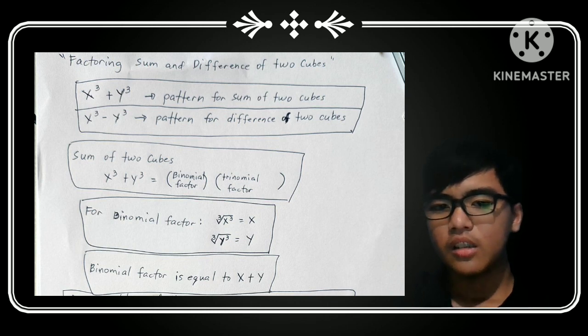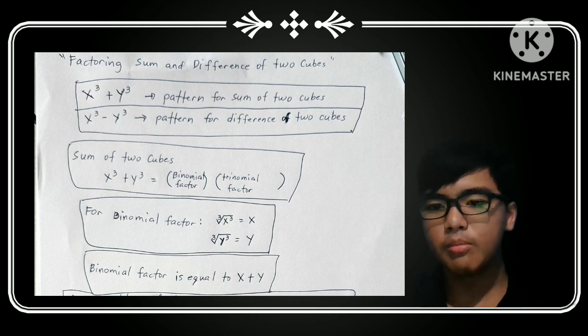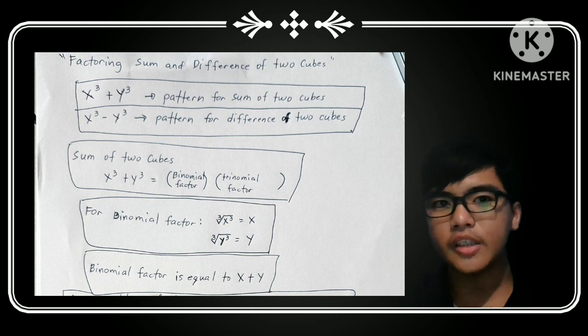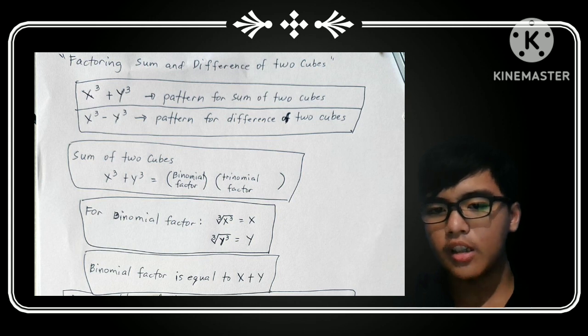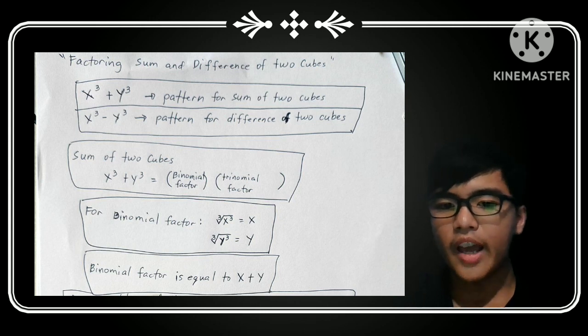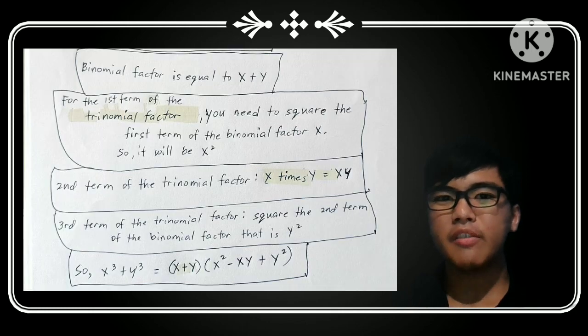In order to get the binomial factor, the factor that has two terms, you need to get the cube root of the first term, which is x cubed. So the cube root of x cubed is x. And then for the second term of your binomial factor, you get the cube root of y cubed, and that is y. So the binomial factor is x plus y. And this will be the determining factor of the trinomial factor. Next is how to get the trinomial factor.